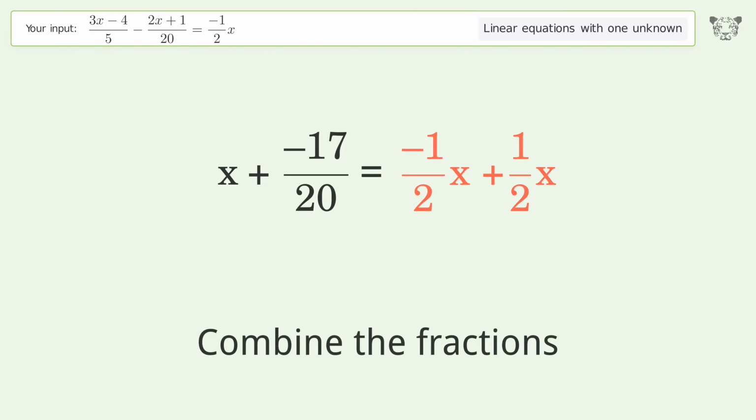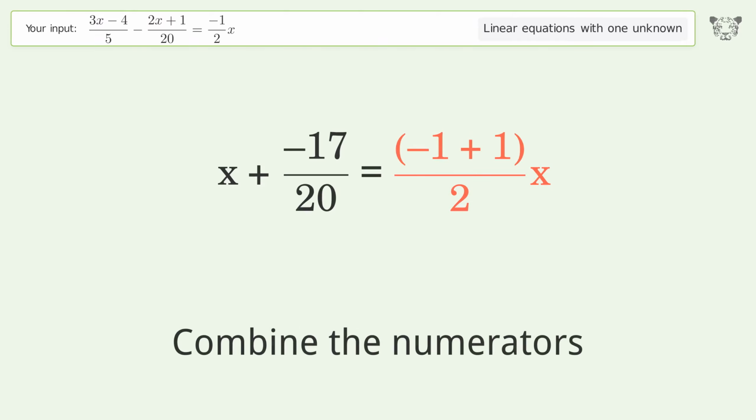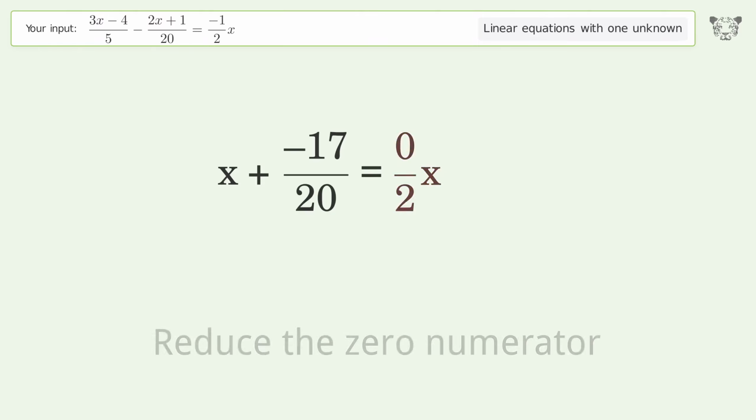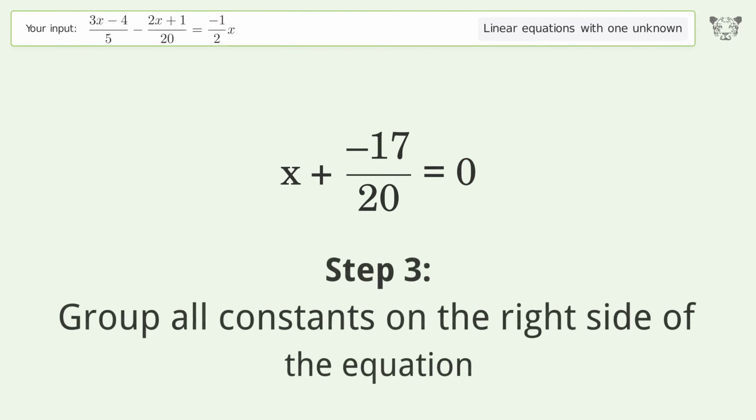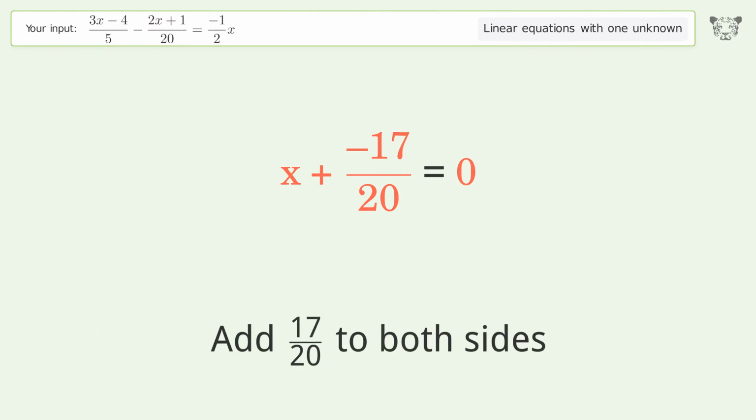Combine the fractions. Combine the numerators. Reduce the zero numerator. Simplify the arithmetic. Group all constants on the right side of the equation. Add 17/20 to both sides.